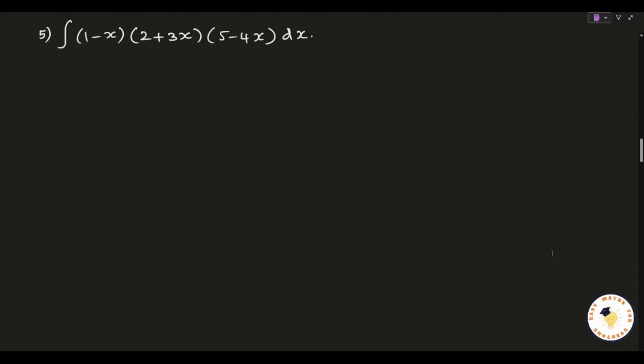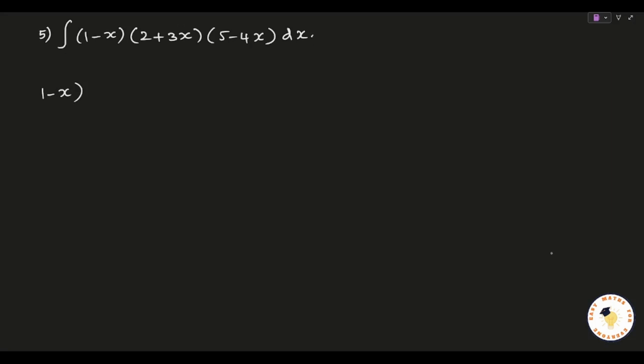Let's solve another sum. Integral of 1 minus x into 2 plus 3x into 5 minus 4x dx. Now these three are individual algebraic expressions. So we don't have any direct formula support for this type of sum. First we have to multiply these expressions and make it a simple expression, or rather like a simple polynomial, and then only we can use the formulas to simplify this further. So first let us multiply these values.